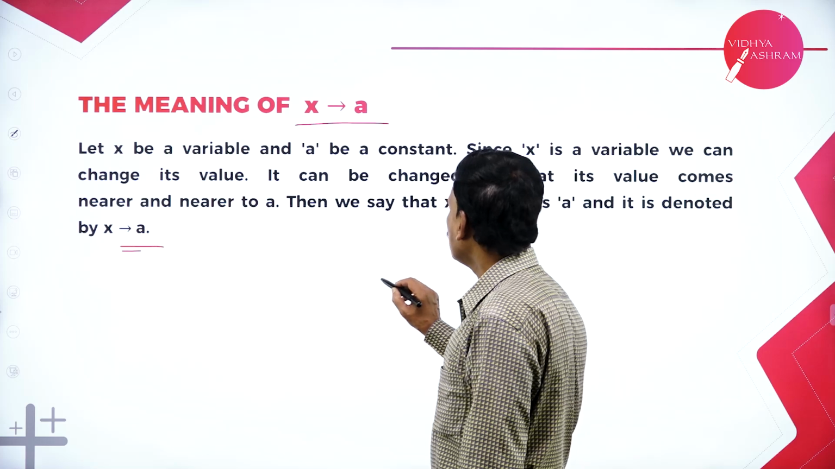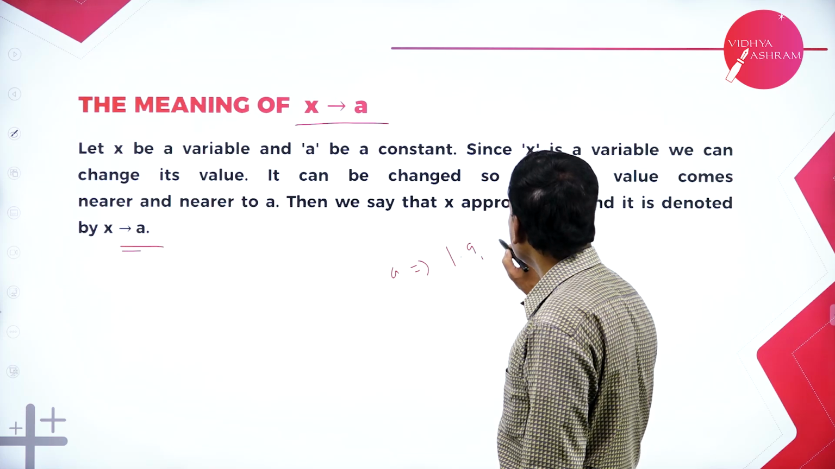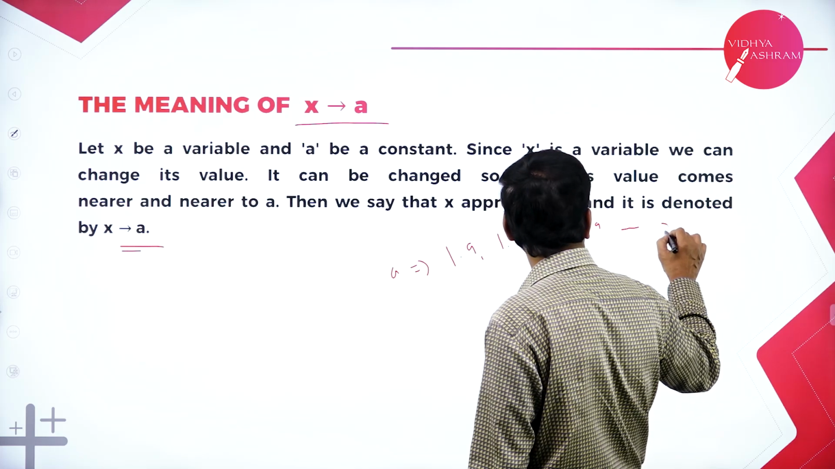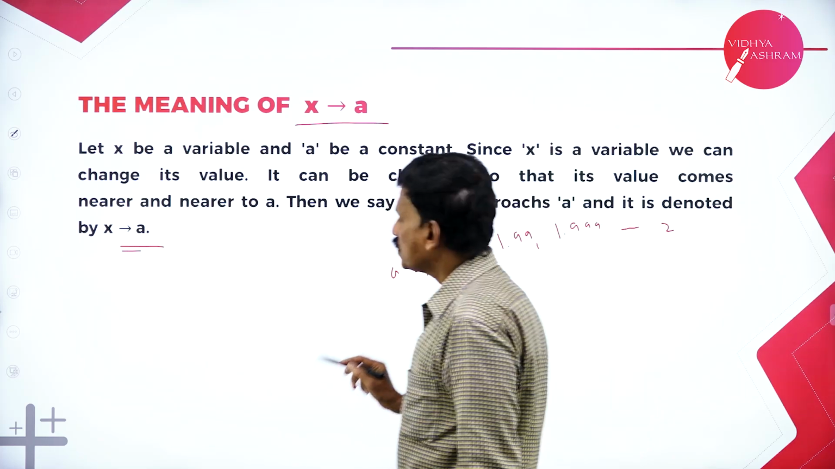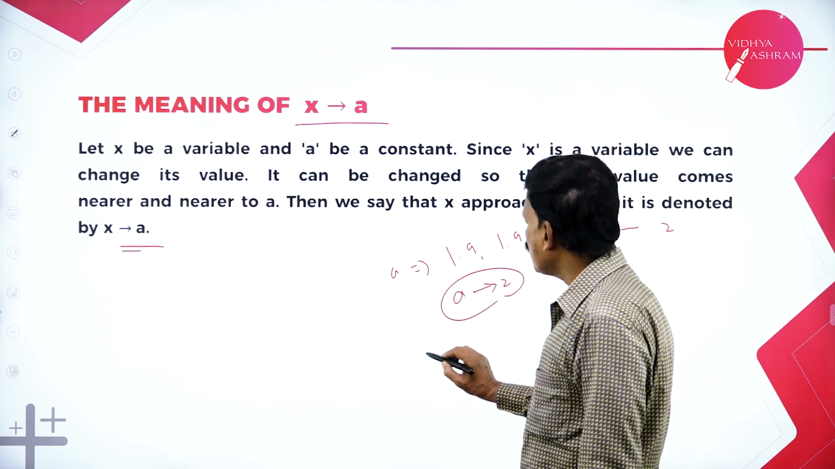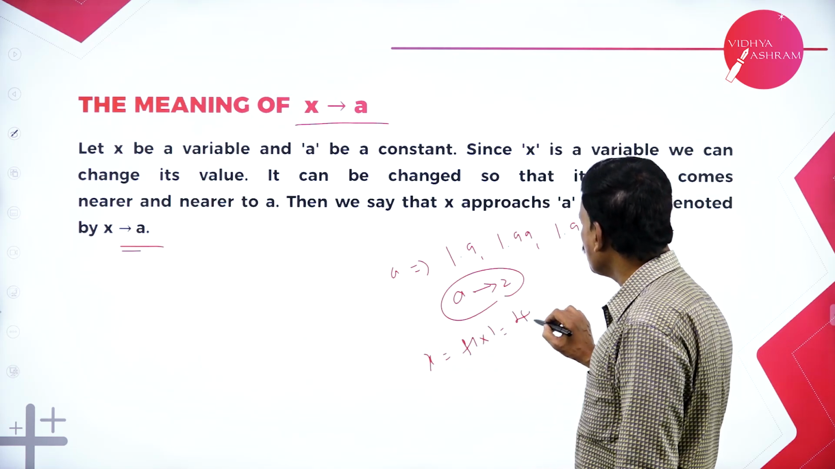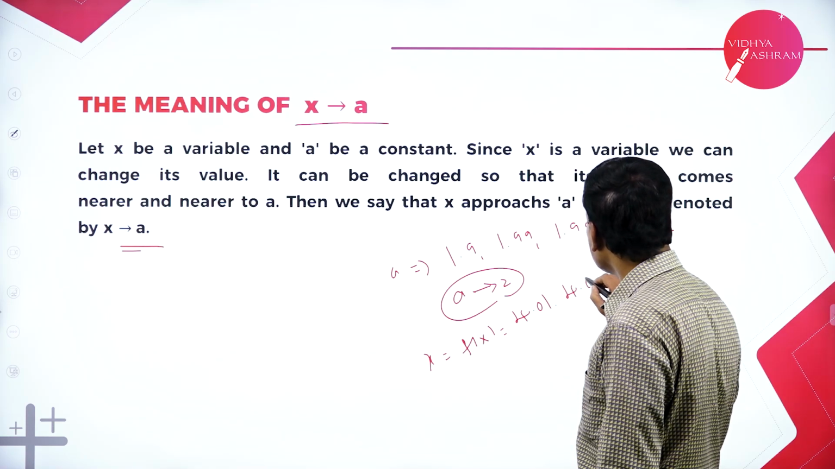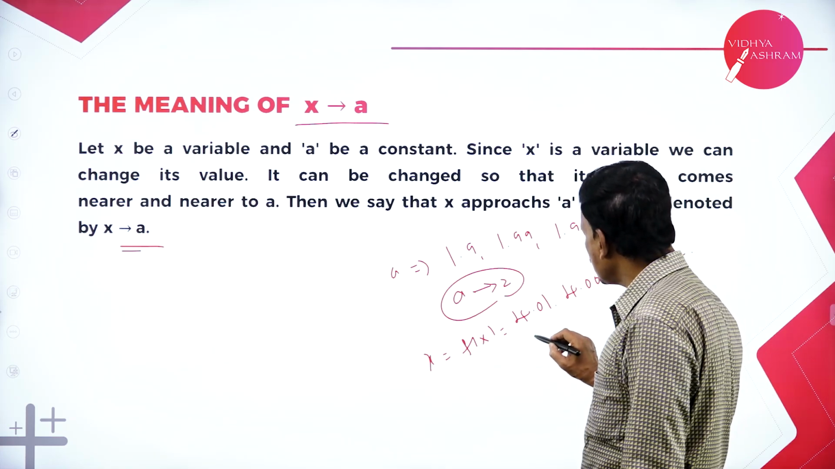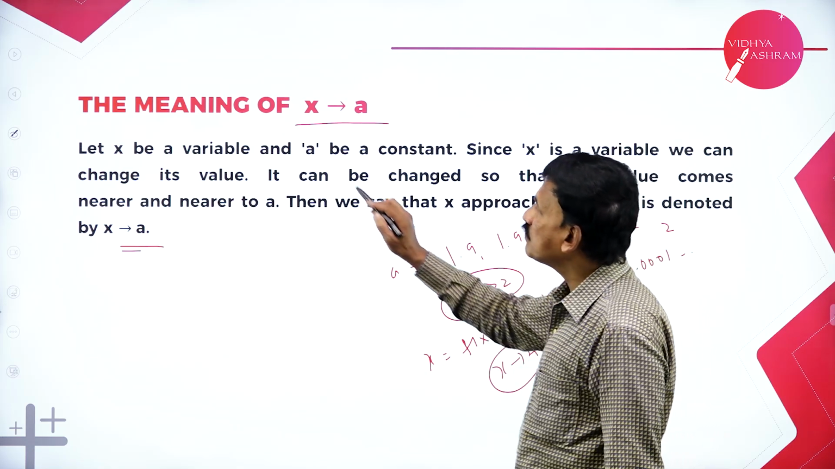Say for example, when x is nearly 1.9, 1.99, 1.999, that means this approaches a value. We can say that the value will nearly approach 2. When x approaches this value, f of x approaches a value nearly equal to 4.01, 4.001 or 4.0001, etc. Then we can say the value of f of x approaches 4. So that is the meaning of x tends to a.